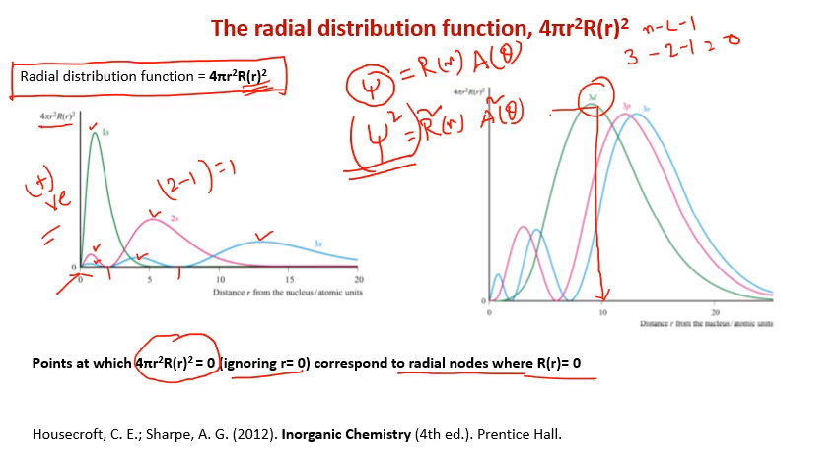Similarly, for 3p and 3s orbitals, all start from r is equal to 0, and depending upon the radial nodes, they will have this kind of 1, 2 radial nodes, and at least one maximum value. And all these orbitals, with the increasing value of r, will exponentially decay and vanish close to 0.